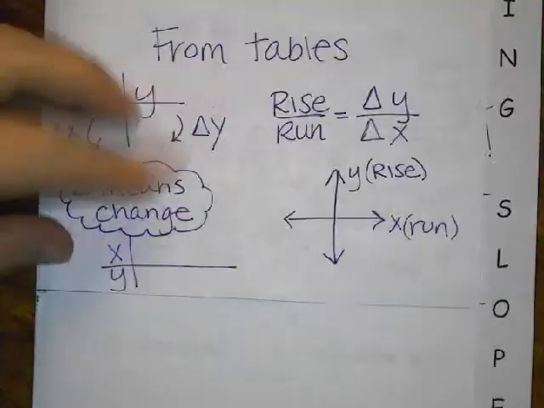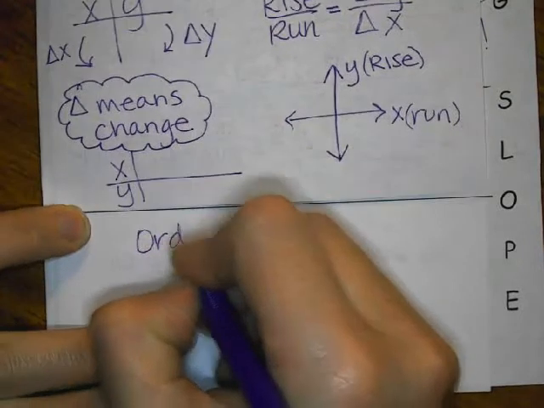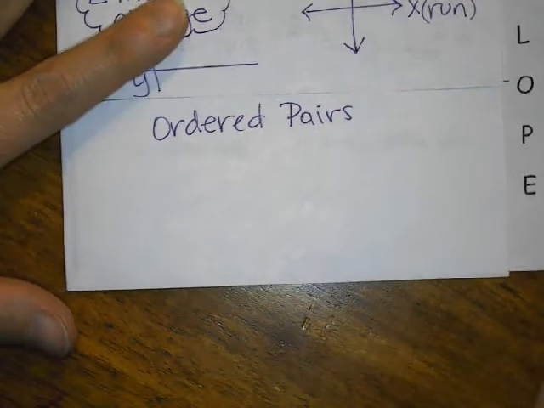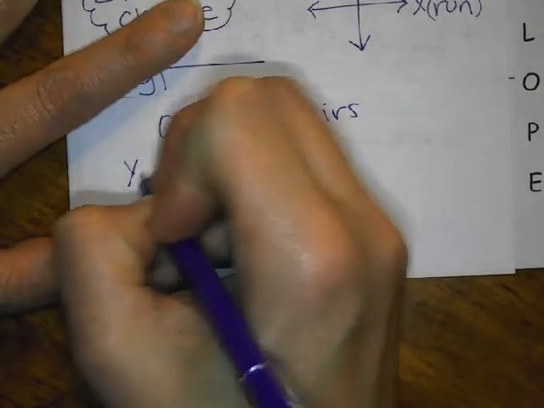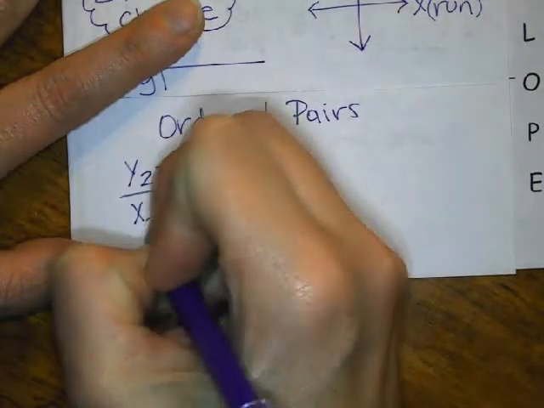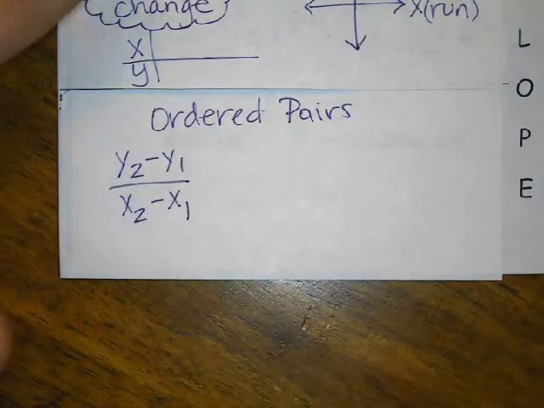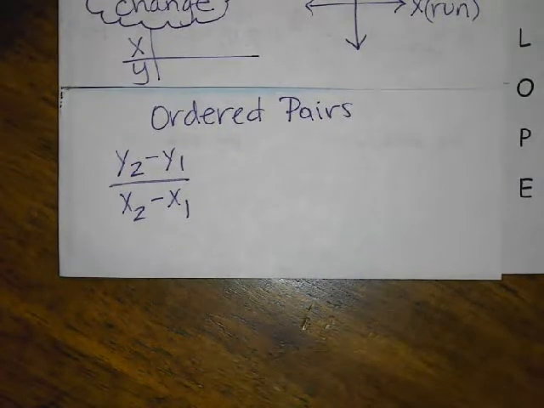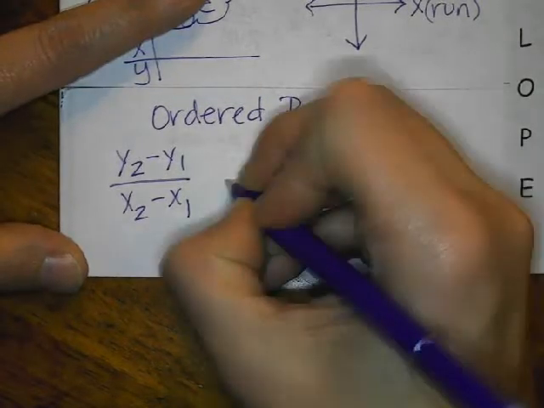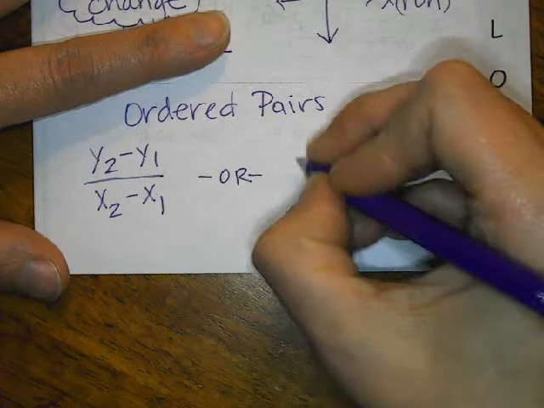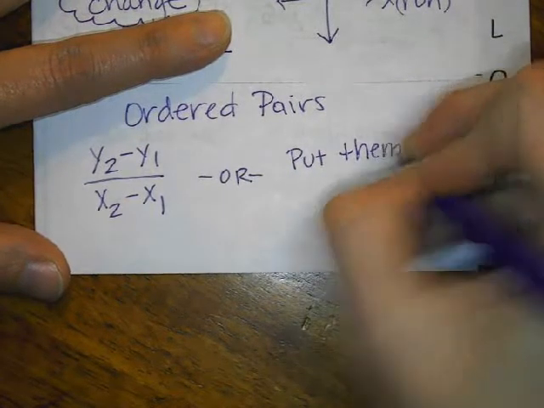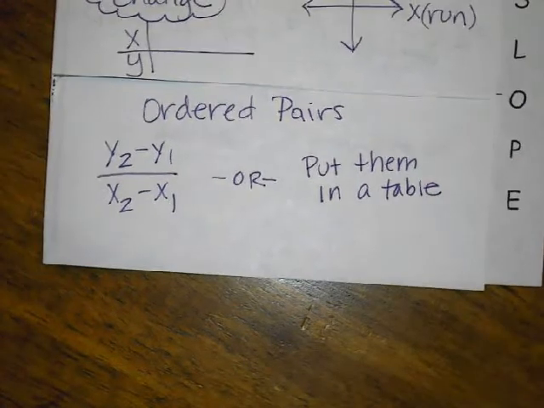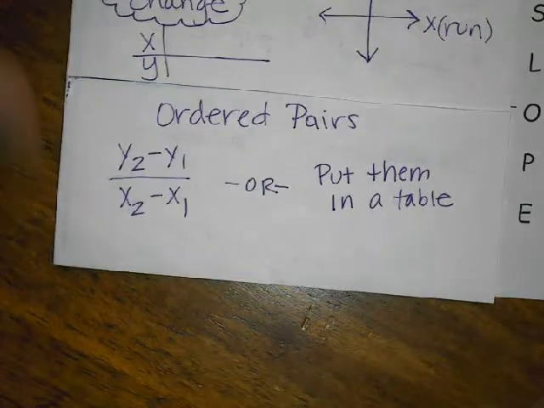Alright, finding slope from ordered pairs. Okay, I prefer to take ordered pairs and just write them in a table. Okay, there is a formula. It's y2 minus y1 over x2 minus x1. And if you like this formula and you keep careful track of your negatives, I have no problem with you using it. I just don't use it, okay? So the other method that you could use is to just put them in a table. I prefer the table method, but we will go and do both methods on the inside here.